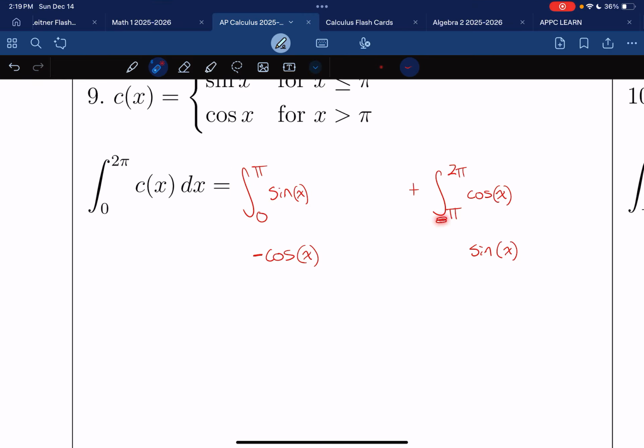And same thing over here. This is anti-change, which means same. Therefore, it's going to be the same sign. This was a positive. This is still a positive down here. Again, don't forget your evaluation bars between 0 and pi. And then this is from pi to 2 pi.